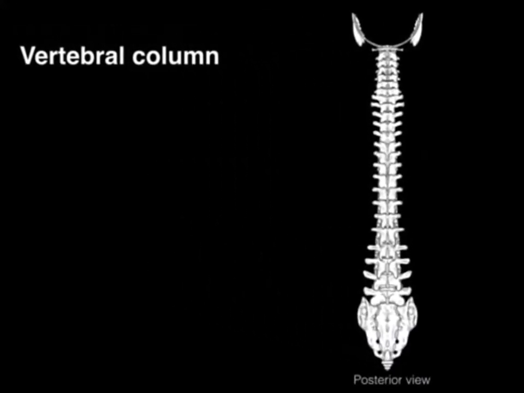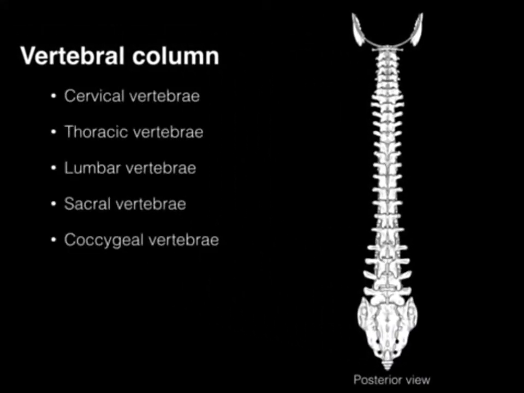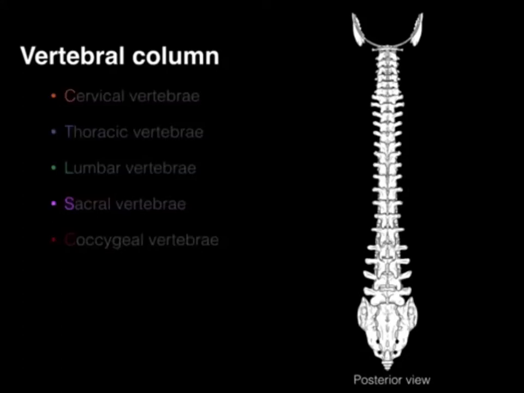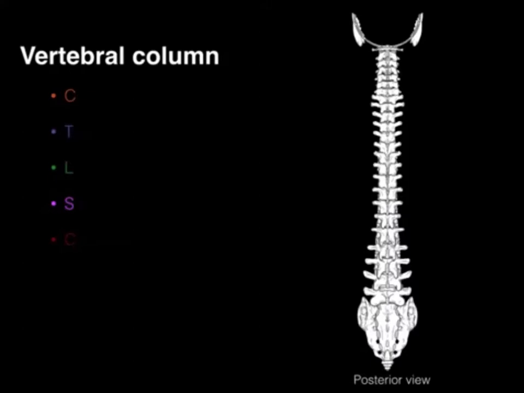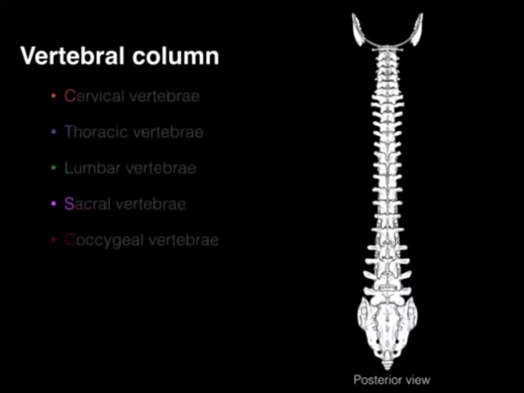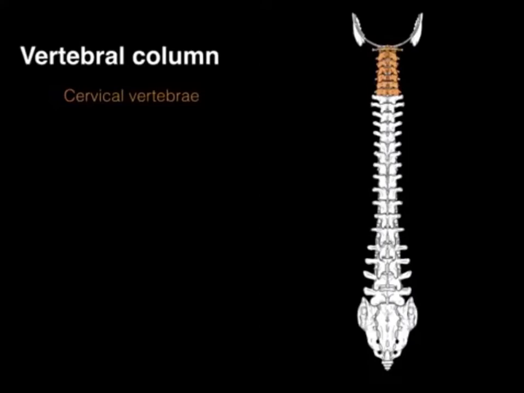So the vertebral column is comprised of the following vertebrae: cervical, thoracic, lumbar, sacral, and coccygeal. And often we break down and just use the first letter of each of those words because we're lazy. And so for the cervical vertebrae, we find they're in the neck, hence what cervix means.